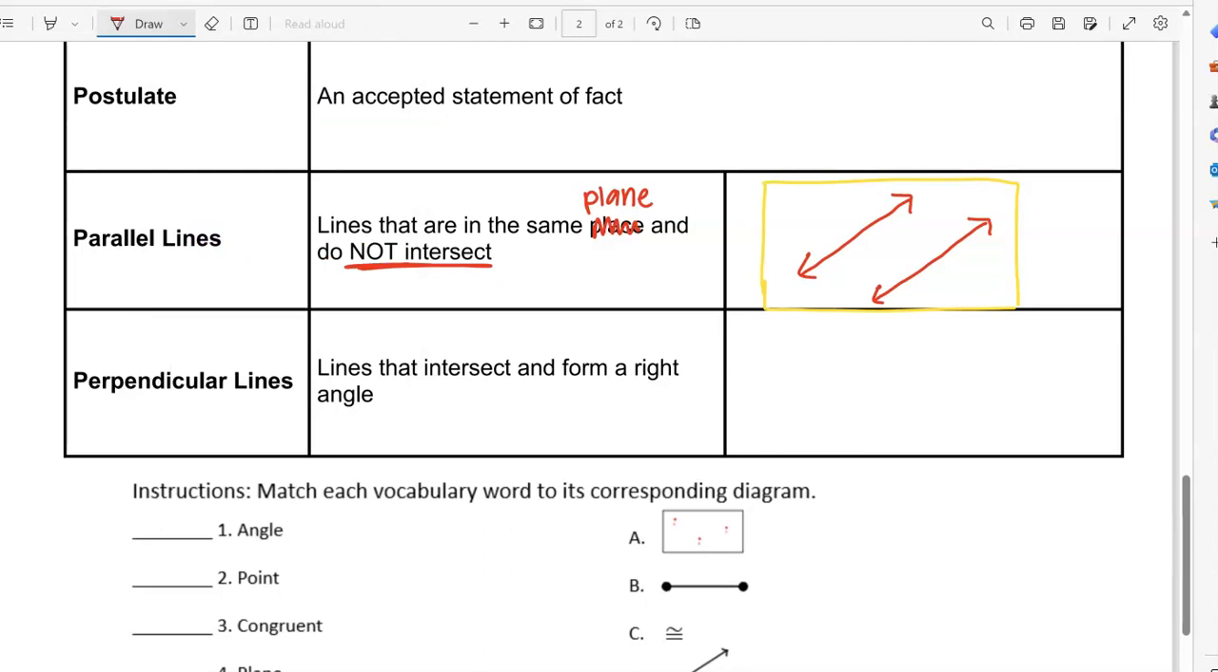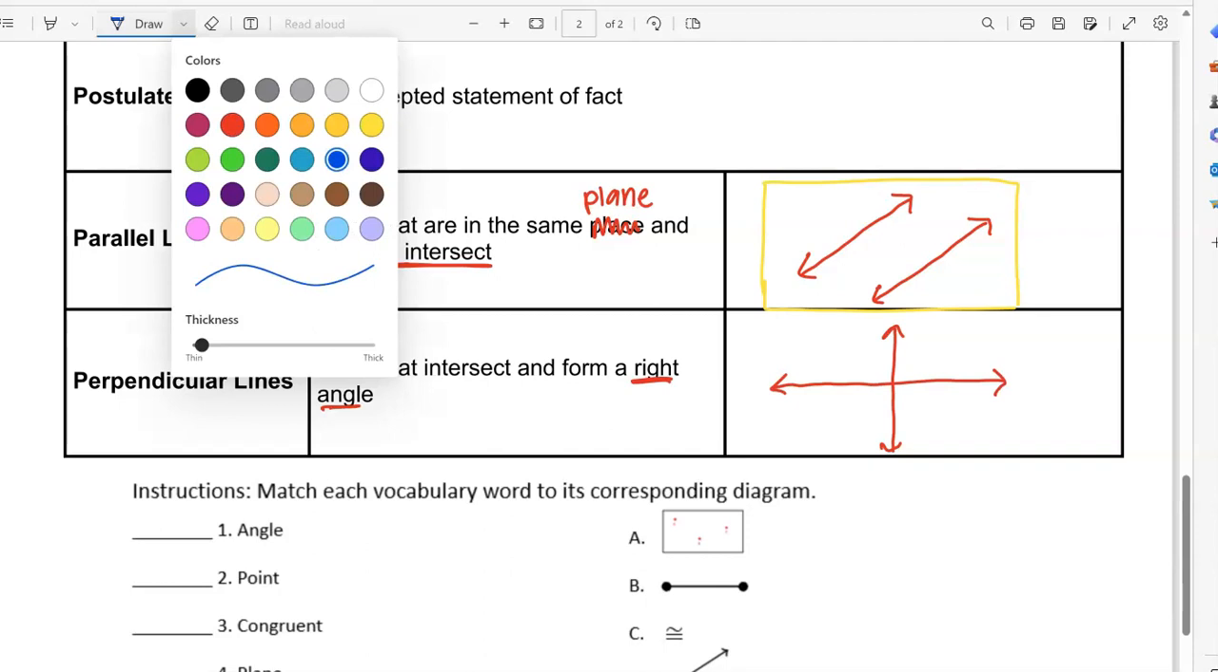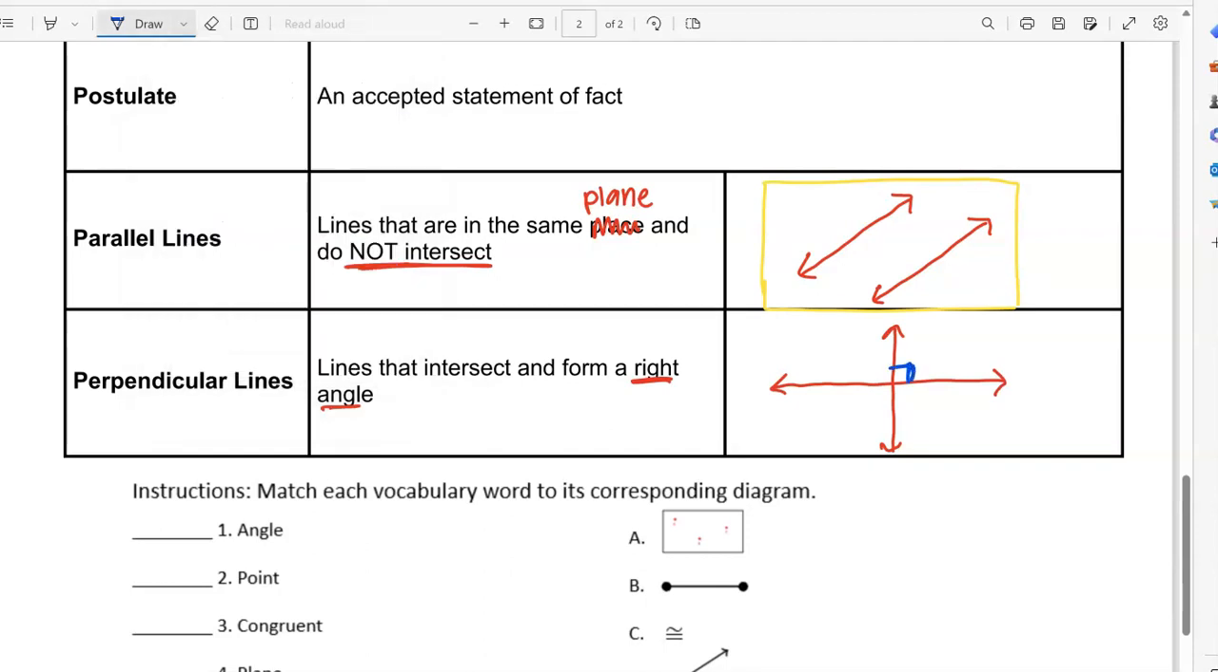And then lastly, we've got perpendicular lines, lines that do intersect and form a right angle. So we've got our perpendicular lines. A vertical and a horizontal line are great ways to show that. And then the way that you show a right angle is with your box. That is our symbol for a right angle, just in case that needs to be refreshed. And a right angle is a 90-degree angle.